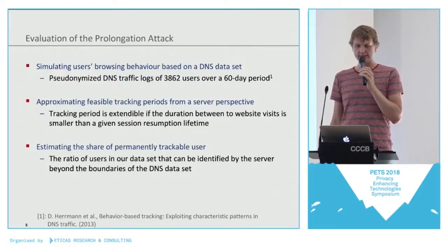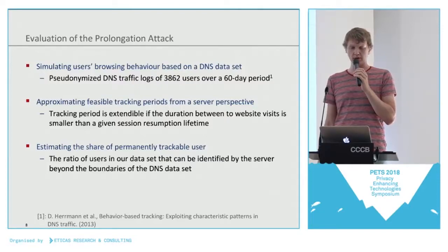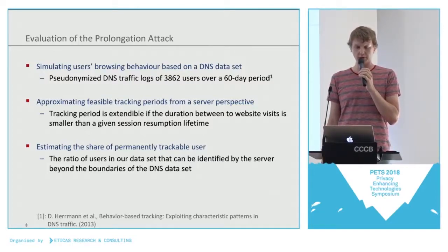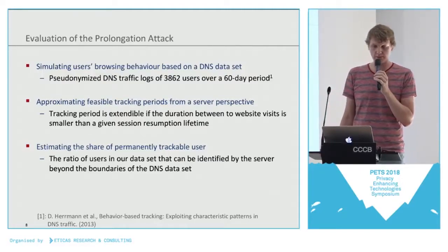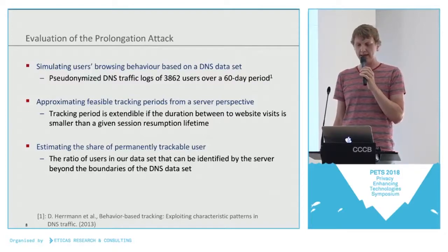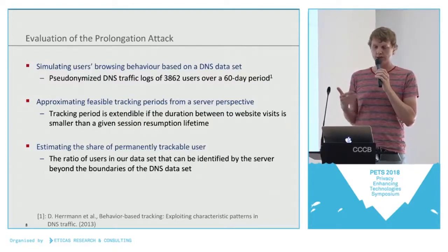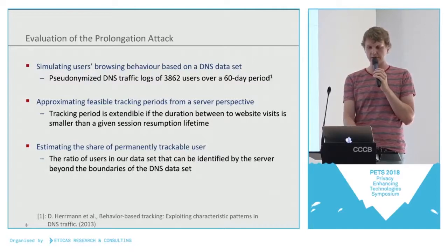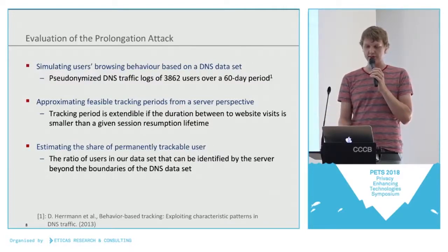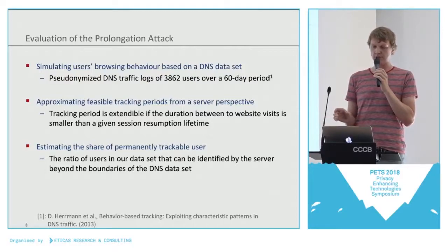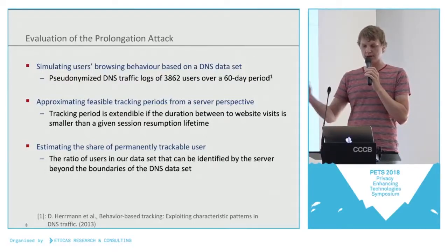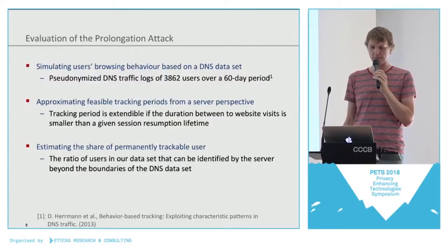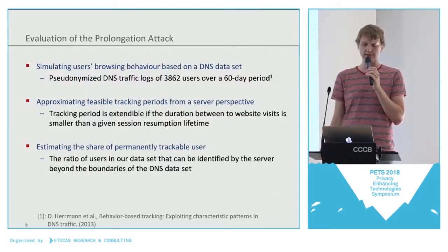I had the chance of using a DNS traffic log, which included more than 3,800 users over a 60-day period, and this data was pseudonymized. And then I tried to find out which tracking periods are feasible from a server perspective. By observing, okay, when the user returns within a time period which is smaller than a given session resumption lifetime, how long does this tracking period become in a real-world scenario?